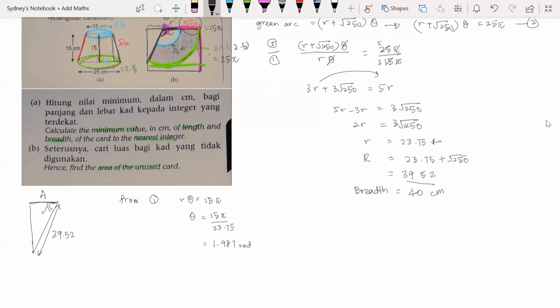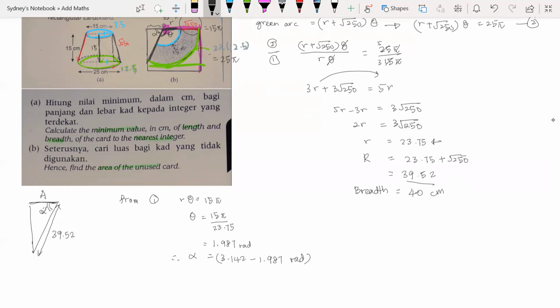Okay, and then if we know that this is 1.987 radian, we want to find the angle beside it. Therefore, let's label this one. Since this is theta, we label this as alpha. So call this alpha. Therefore, alpha will be 3.142 minus 1.987 radian. Why? Because it's the supplement angle, which means they form 180 degrees. 180 is equivalent to 3.142.